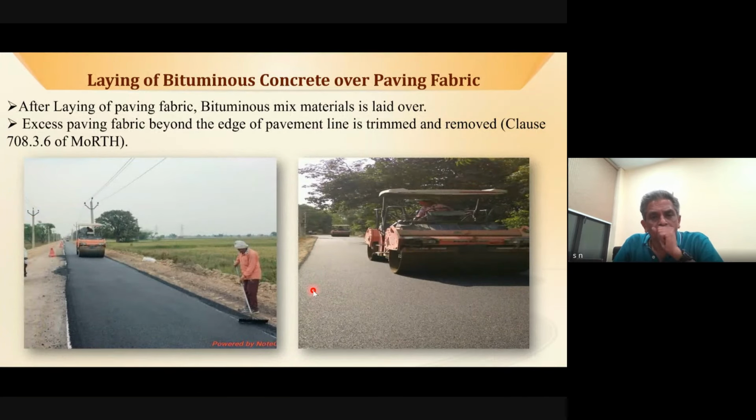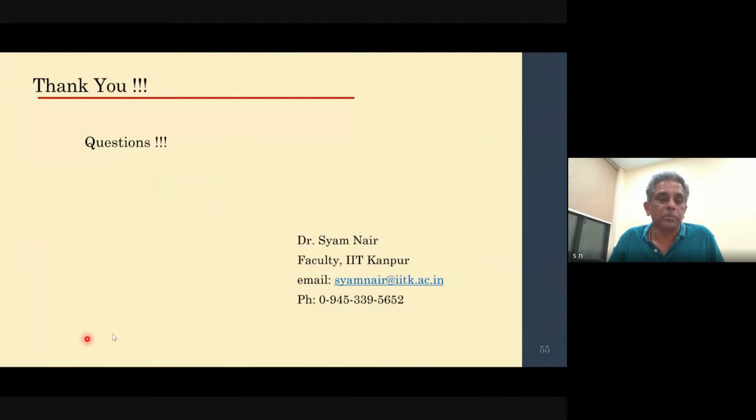Now, the final step after all these things is laying of the bituminous layer. Once the SAMI layer has been put in and the tack coat has been applied on top of it, then bitumen is placed on it, and the excess paving fabric that is there beyond the edge of the pavement is trimmed off and removed. Again, these are all as per guidelines recommended for usage of these individual materials.